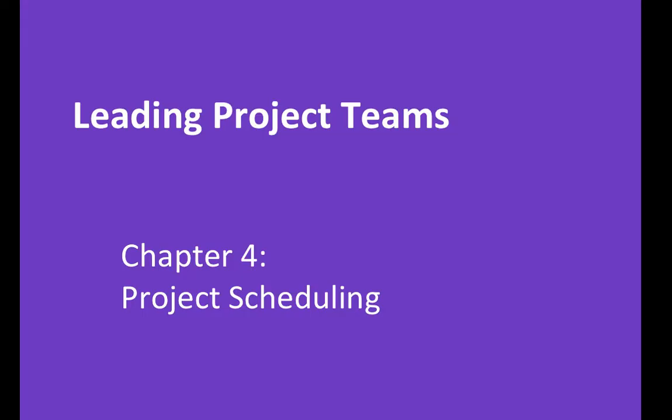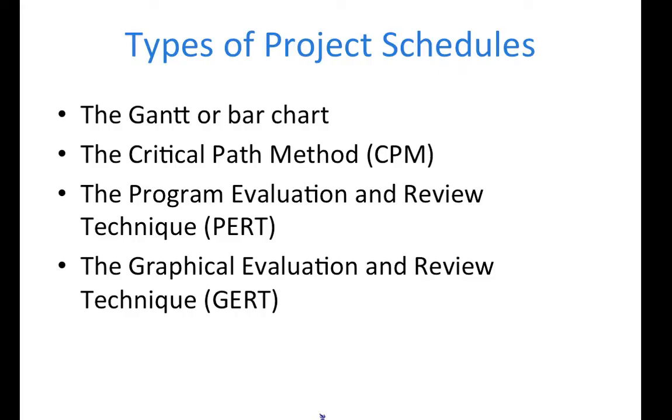In Chapter 4, we discuss project scheduling. Today we're going to talk about 3 of the 4 project scheduling tools: the Gantt chart, the critical path method, and the program evaluation and review technique. The Gantt or bar chart is the most common type of scheduling tool.